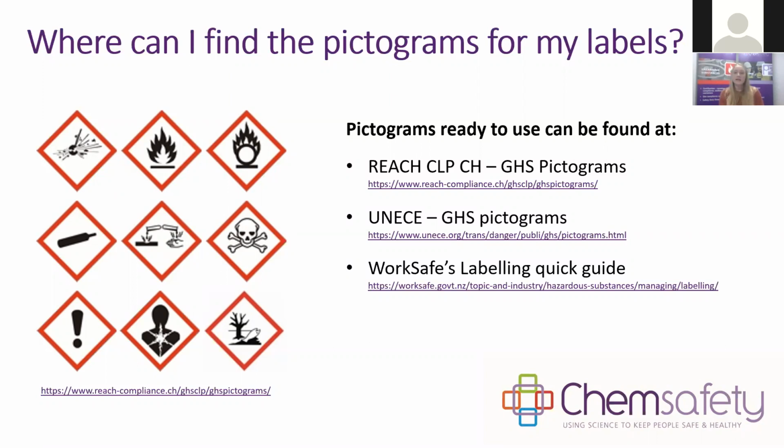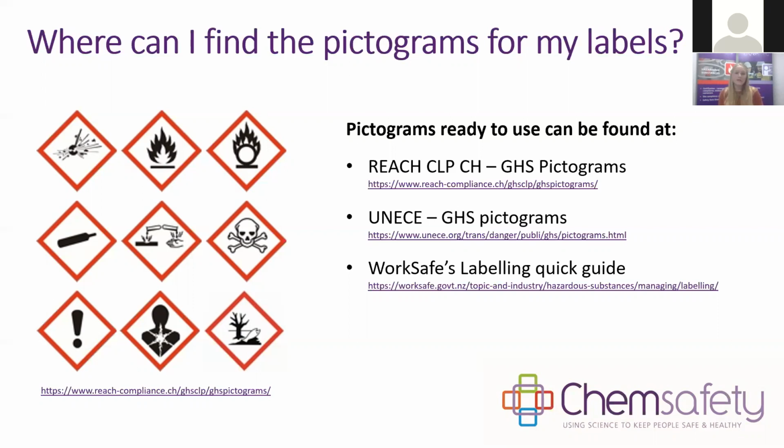The pictograms and explanations of what they mean and hazard statements, if you also want to confirm these, can be found in many documents such as WorkSafe's Quick Guide to Labelling, and also just can be found on Wikipedia under the search of GHS hazard pictograms. So please make use of these sites, they have some great information.